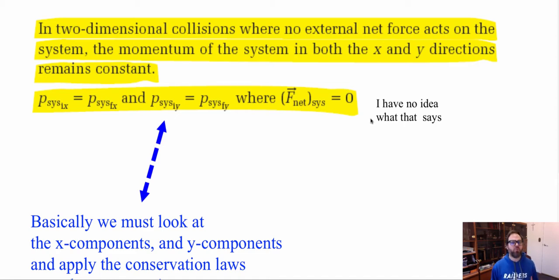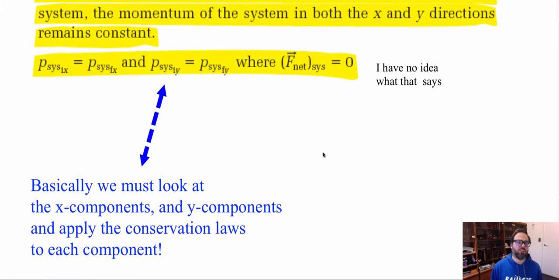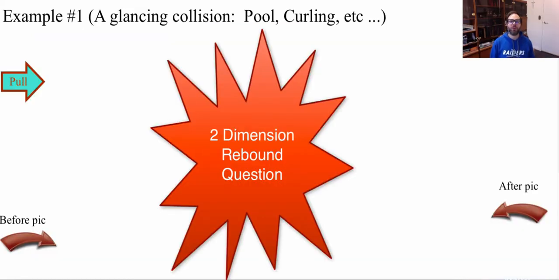So this sounds pretty confusing, doesn't it? Another way of looking at it is this way. We have to separate everything into its x components and its y components. We're going to follow the conservation of momentum in the x, then the conservation of momentum in the y, and then combine them back together, just like we did with a whole bunch of calculations in Physics 20.